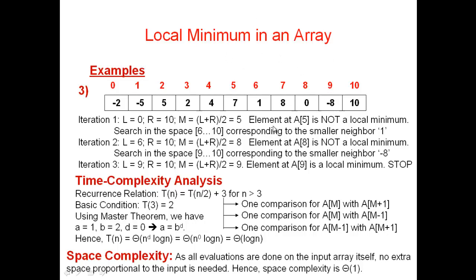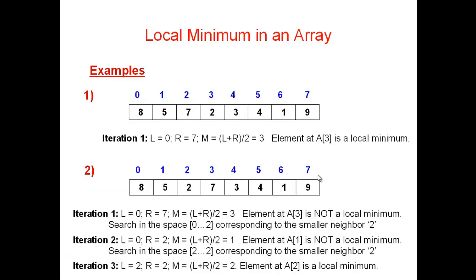So that means we can move the left index now all the way to middle index plus 1, which is 9. The right index stays at 10, middle index is left index plus right index over 2, which is 9. And then at index 9 we can again compare the element to its left and right. -8 is less than both 0 and 10, and we can stop, as we have found the local minimum.